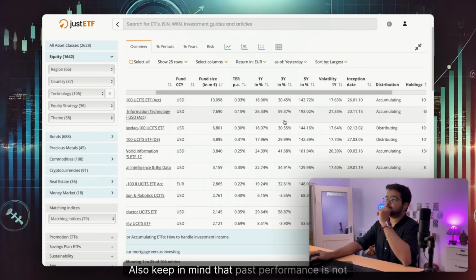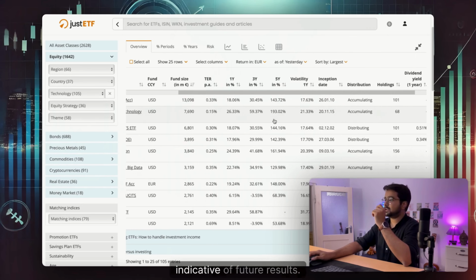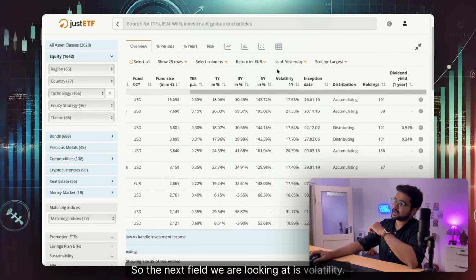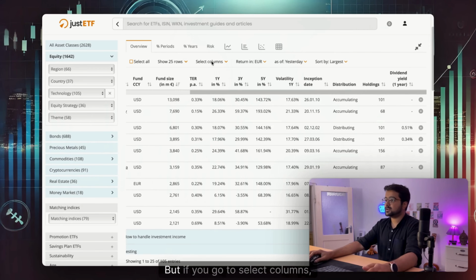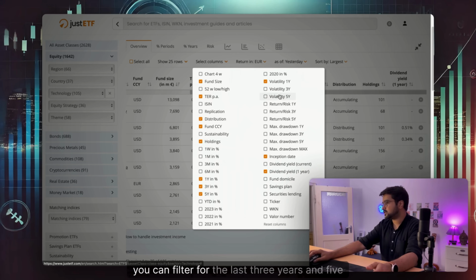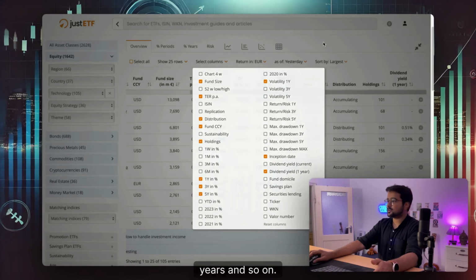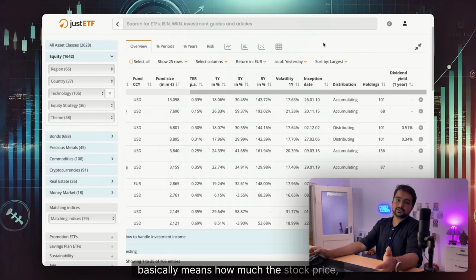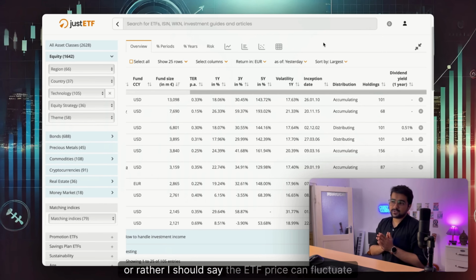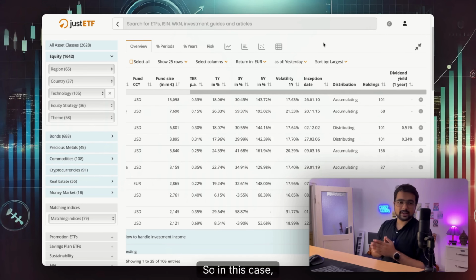Also keep in mind that past performance is not indicative of future results. So the next field we are looking at is volatility. Here we see volatility over the past 1 year, but if you go to select columns, you can filter for the last 3 years and 5 years and so on. Volatility basically means how much the stock price, or rather I should say the ETF price, can fluctuate within this time period. So in this case, 1 year.